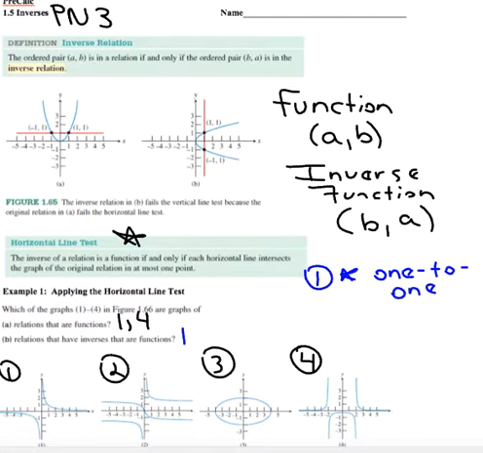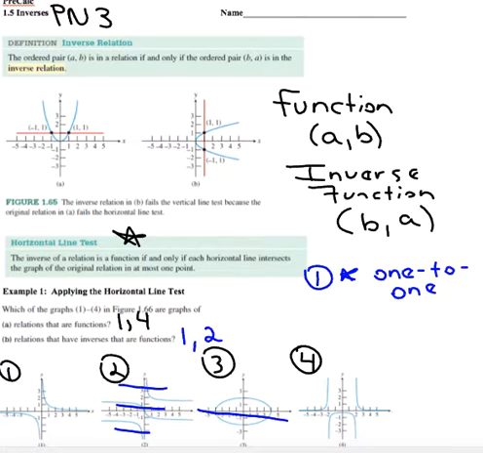Number 2, if you do a horizontal line test, it passes. So while number 2 is not a function itself, its inverse is a function. Number 3, the whole ellipse thing isn't working for me. It's not a function, and its inverse is not a function.